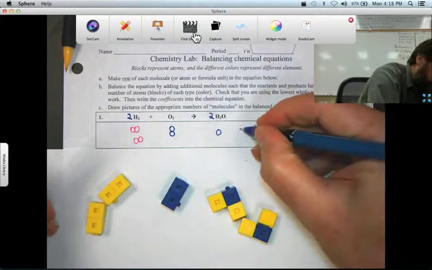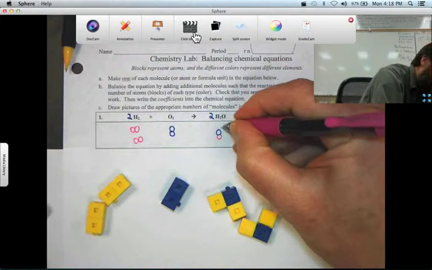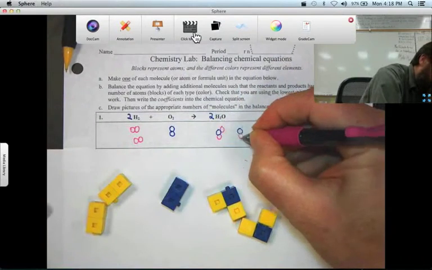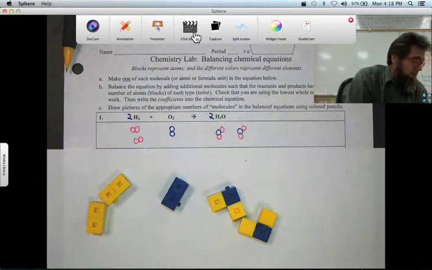So I'll draw two O's and two oxygens, and I like to draw water bent. So there we go. That is our balanced equation.